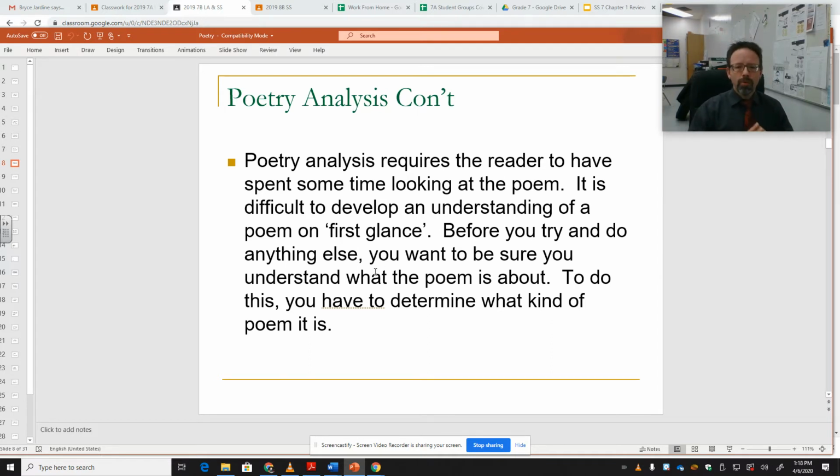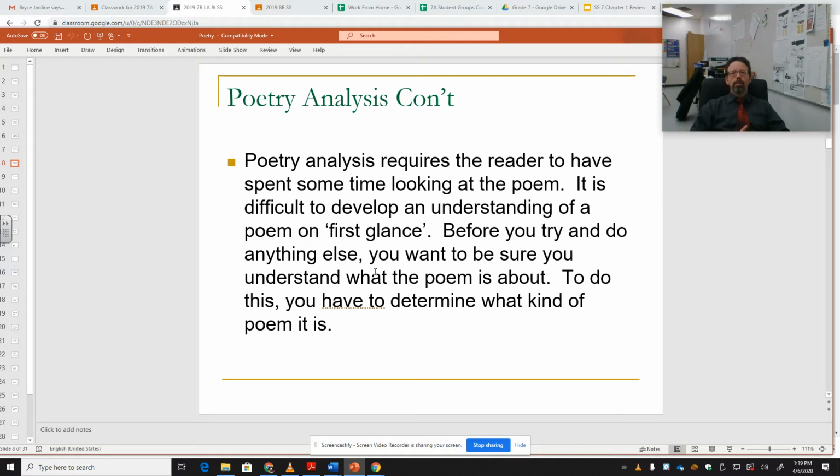It requires you to have spent some time looking at the poem. It is difficult to develop an understanding of a poem on first glance. Before you try and do anything else, you want to be sure you understand what the poem is about. To do this, you have to determine what kind of poem it is. Additionally, at the very end of all of this, I have something called a five-step poetry analysis process. Now, that five-step analysis process gives you a five-step approach to every poem you can look at that will help you come to a complete and thorough understanding of the poem.